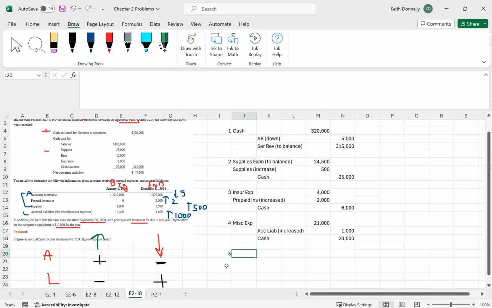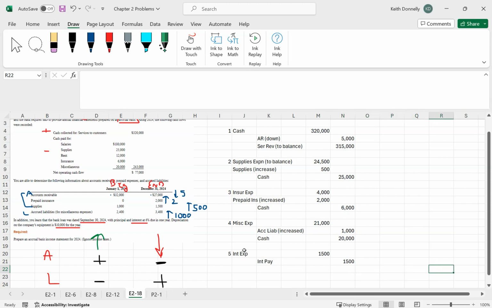Last one here. This is given this additional fact that we borrowed that money at 6%, so we're going to have our interest expense and our interest payable. What are the amounts for this? Well, we borrowed $100,000 at a 6% rate, and 3 out of the 12 months have passed. So we're looking at $1,500 there for that.